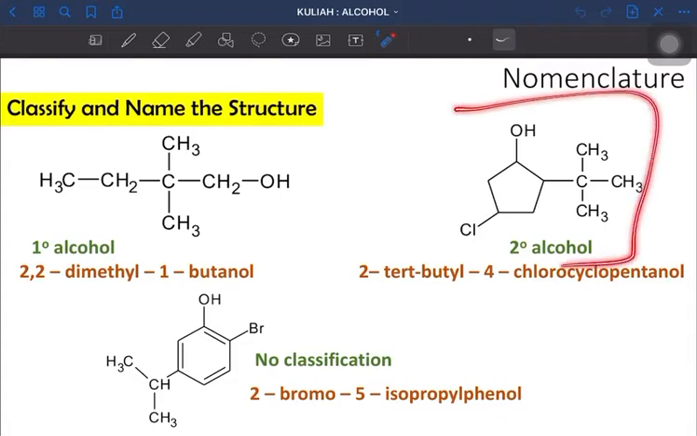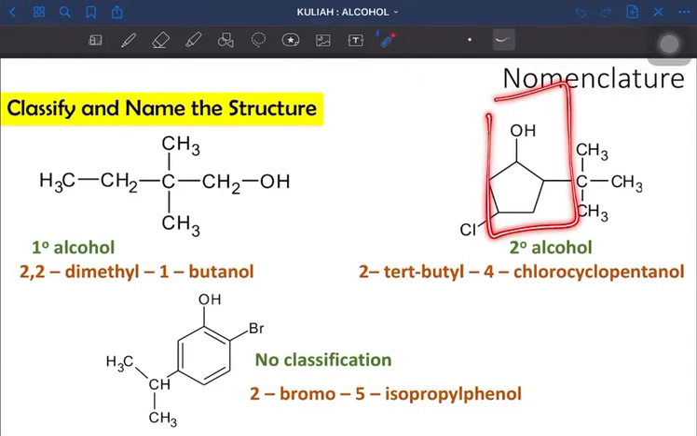Okay, for this structure here, we have OH bonded to the cyclopentane. So kita kata parent chain dia adalah cyclopentanol. Okay, and then kita akan numberkan dia starting daripada sini lah. 1, 2, 3, 4, 5. So kita akan namakan dia ni chlorocyclopentanol. Sebab cyclopentanol. And then pada carbon number 4, kita ada 4 chloro.